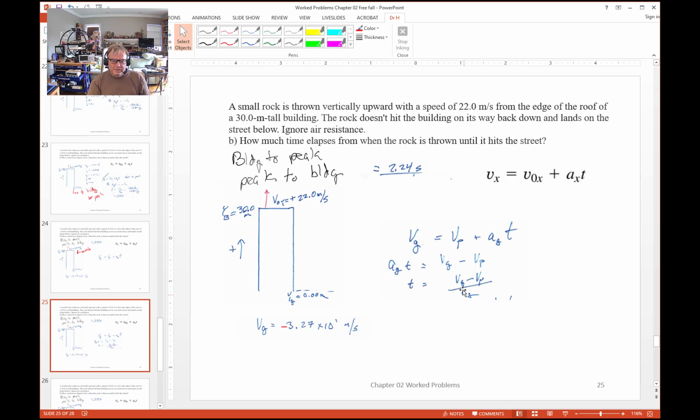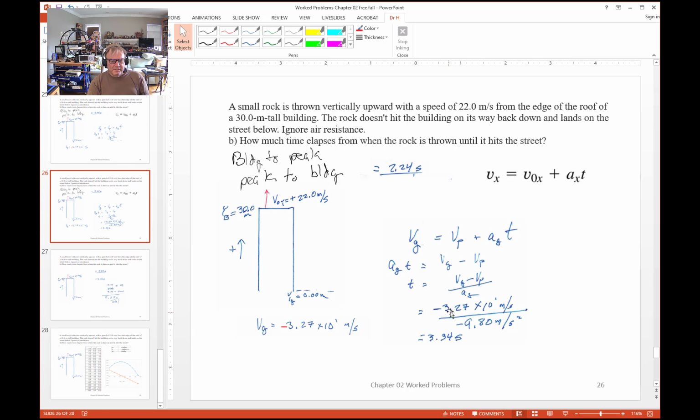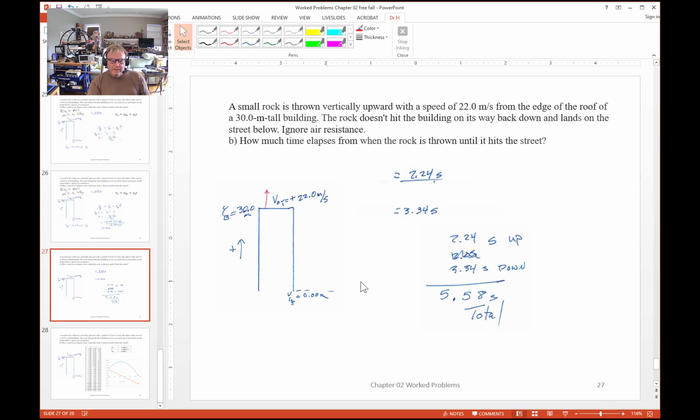And we had this V ground minus V peak, and we get the two minus signs. So now remember, it's going into the ground, so the direction is negative. So once again, we end up with a positive number, so that makes us really happy. If we started getting negative seconds, we'd be unhappy, and we'd want to double check. So then we know it's going to take 2.24 seconds to get here, and then from here, 3.34.